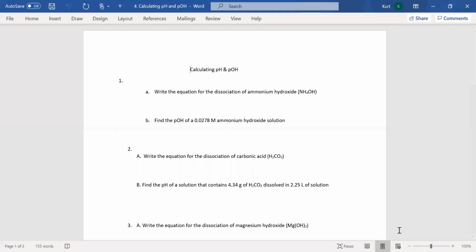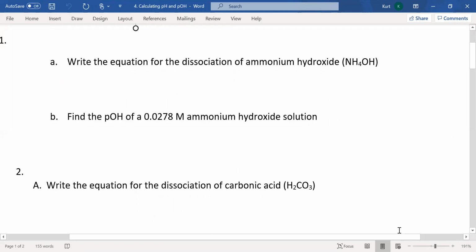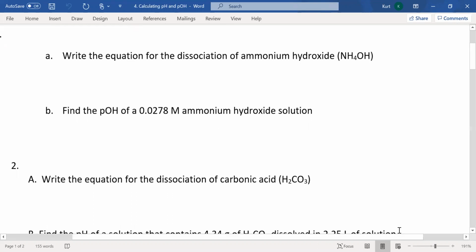All right, guys. The assignment is for gas stoichiometry. I will work on number 1 with you, and then you will do 2, 3, 4, and 5. You can work together if you like, but it's going to be without me. So I'm going to read these and switch over to the notepad so I can have plenty of room to write. Part A says, write the equation for the dissociation of ammonium hydroxide, NH4OH.